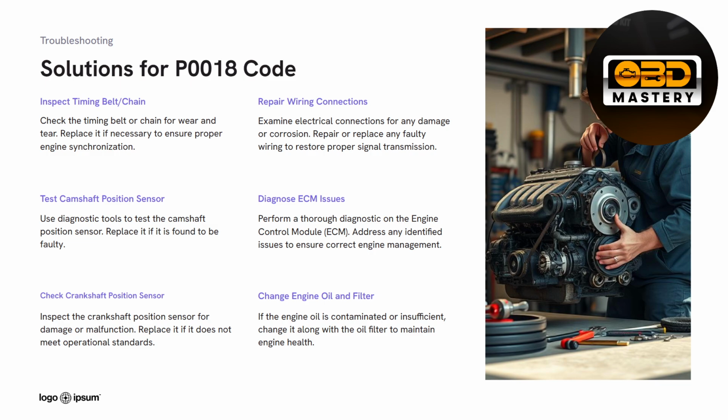Test your CPS, your cam position sensor. Use a diagnostic tool like an OBD2 code reader. For diagnosing ECM issues, perform a thorough diagnostic. There are plenty of tools out there that you can use, especially software on computers. You plug into your OBD2 port, plug a USB into your computer, and test those.